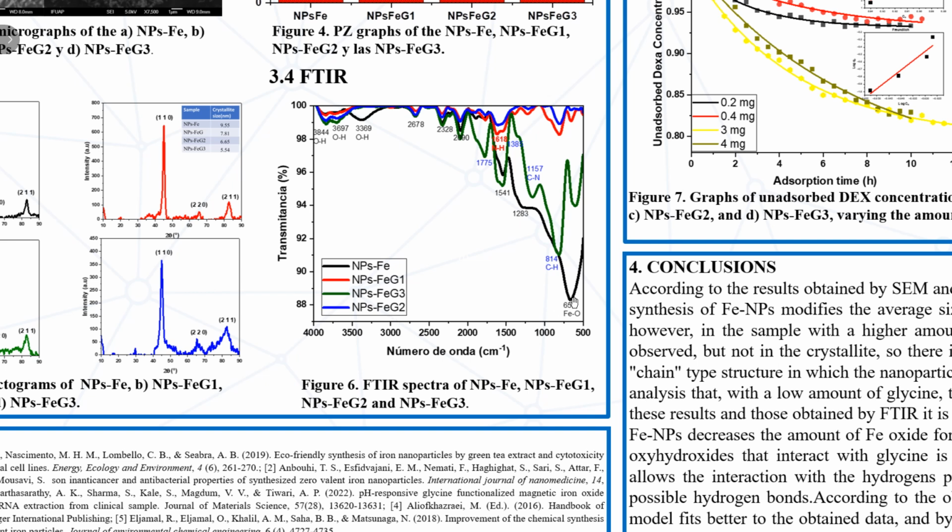In this part, we can see this band corresponding to iron and oxygen, and we can observe that this peak is less intense in the other samples. So the glycine helps to reduce the oxide percentage in these samples: iron nanoparticles with glycine 1, 2, and 3.